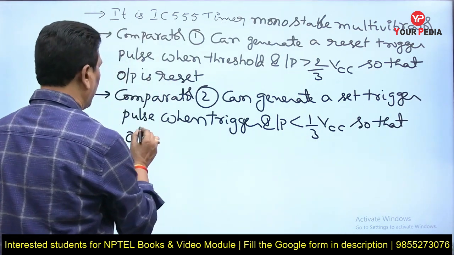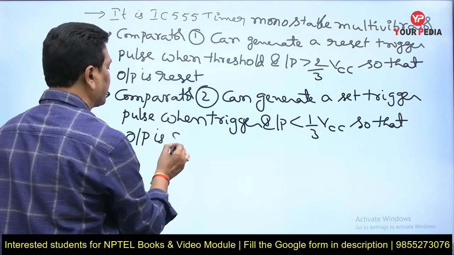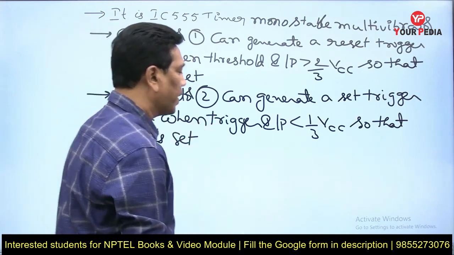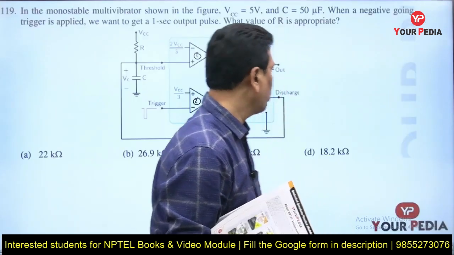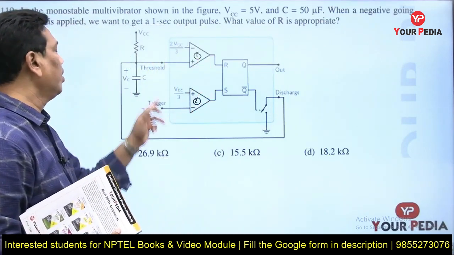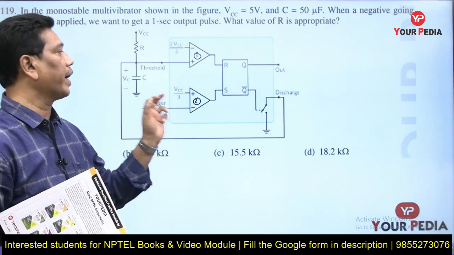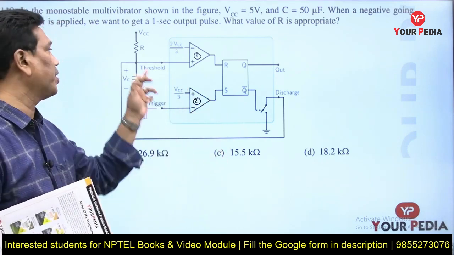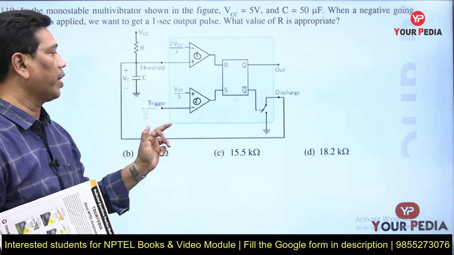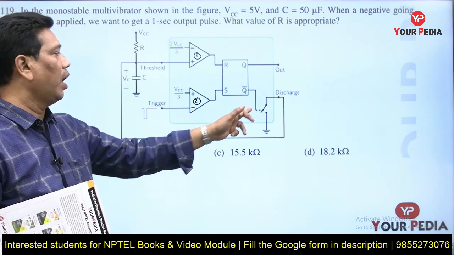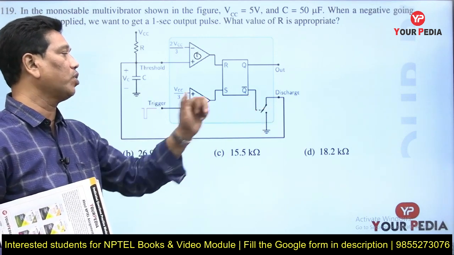So that output is set. The condition for set and the condition for reset I told you. Remember now? Check this circuit diagram again. The external circuit elements that you connected for the IC555 monostable multivibrator are only a resistor and a capacitor. And here the discharge terminal is there.